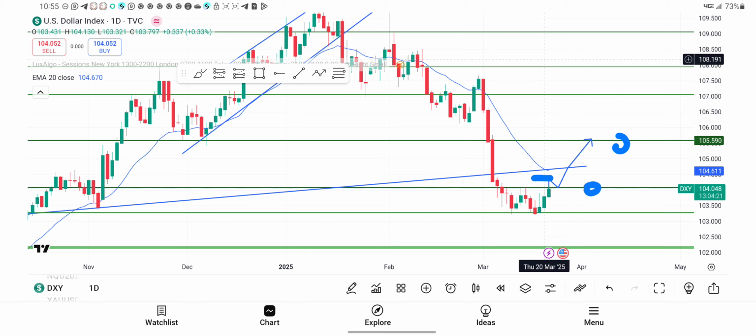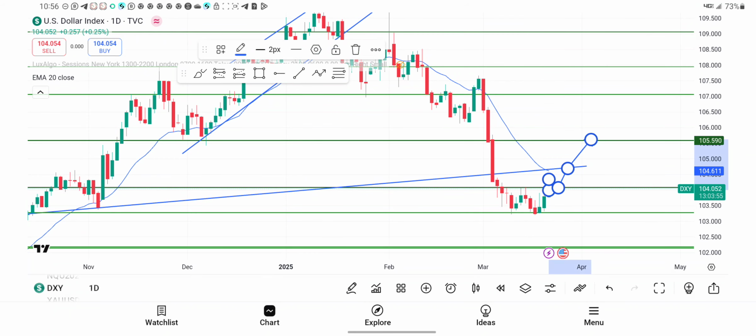Whether we get a deeper correction into this level, we watch to see, or markets may be pushing up to this particular level and then tanking from there to continue the downtrend that we have seen. But for now, this is what is developing, and this is one scenario that could play out for DXY.